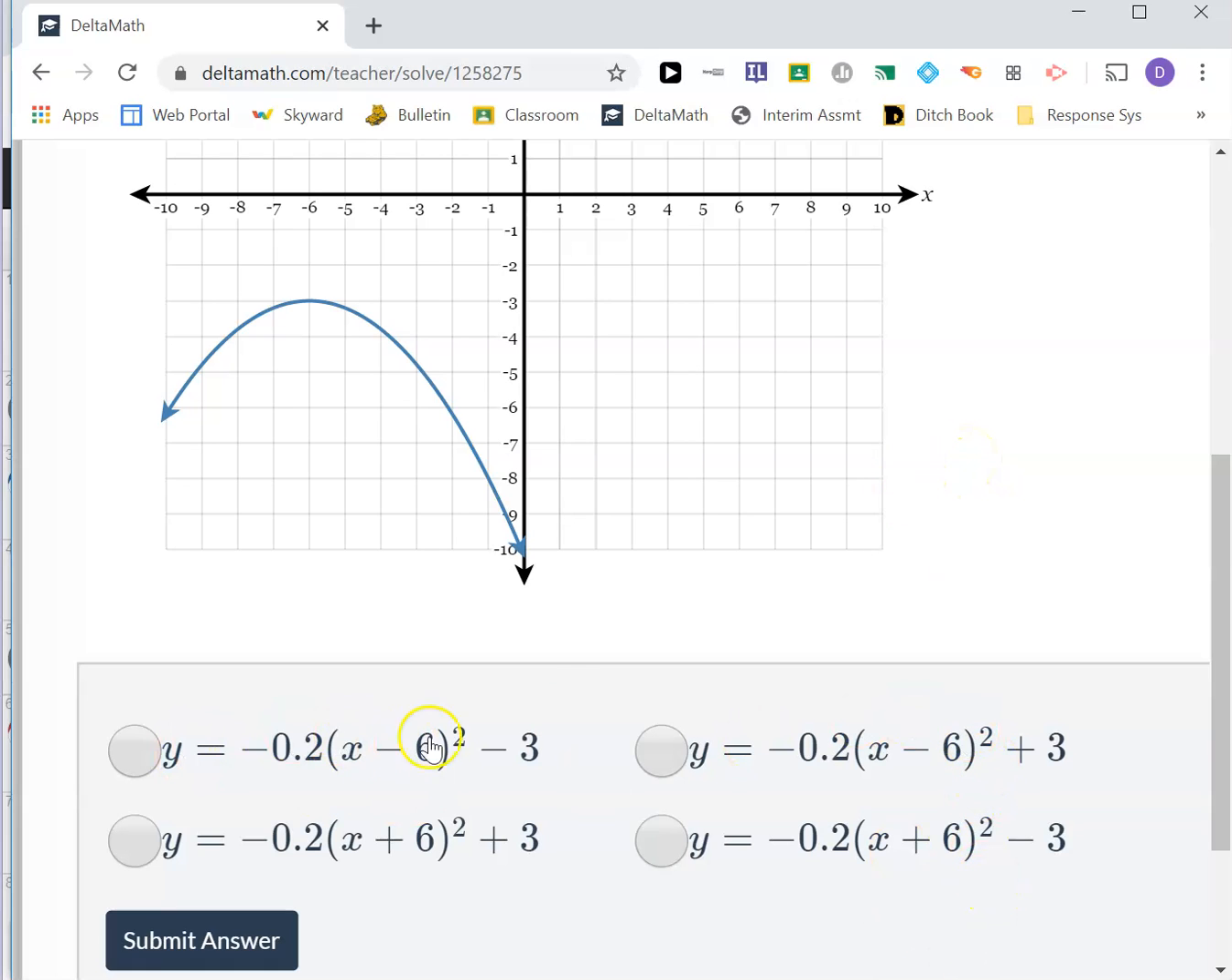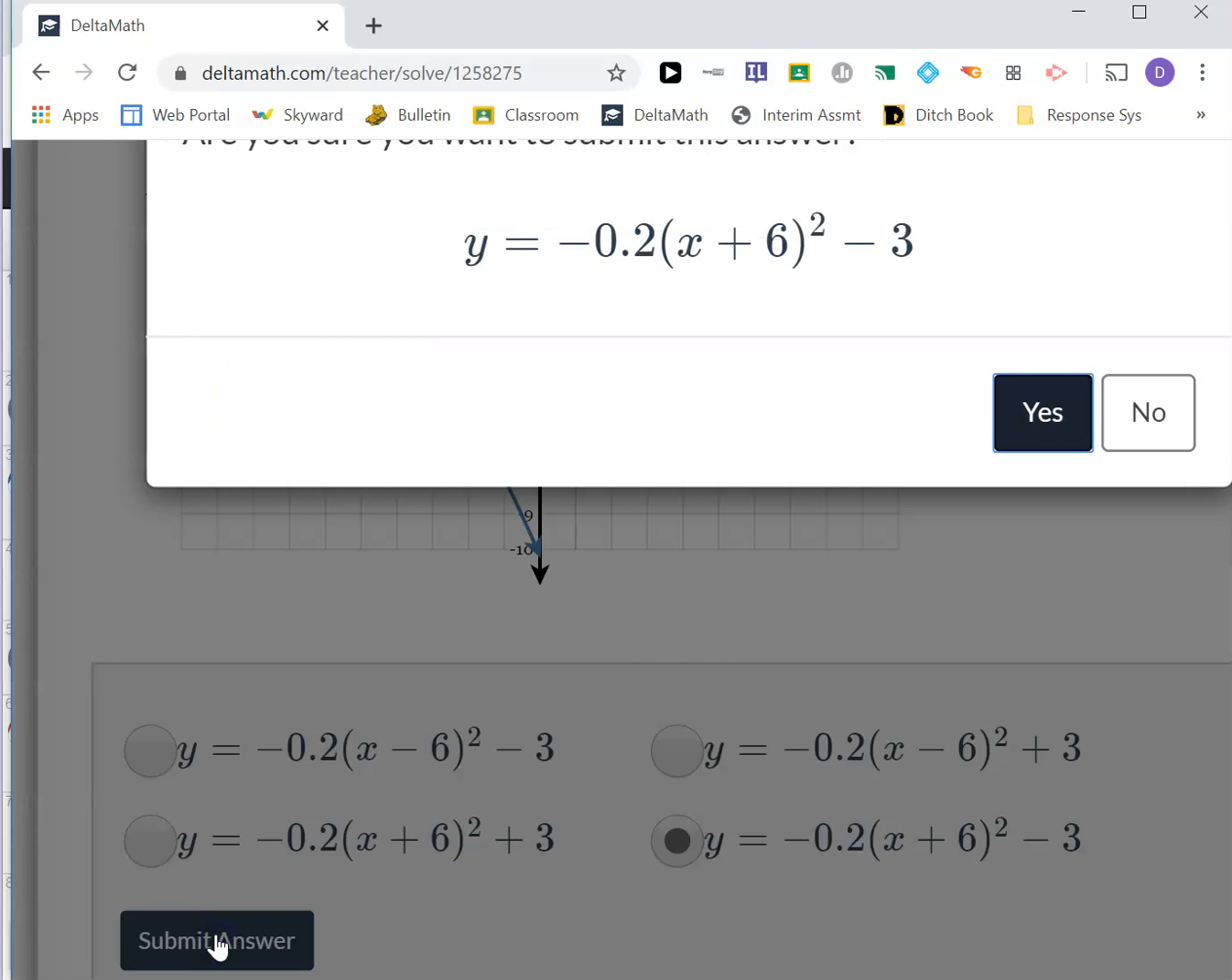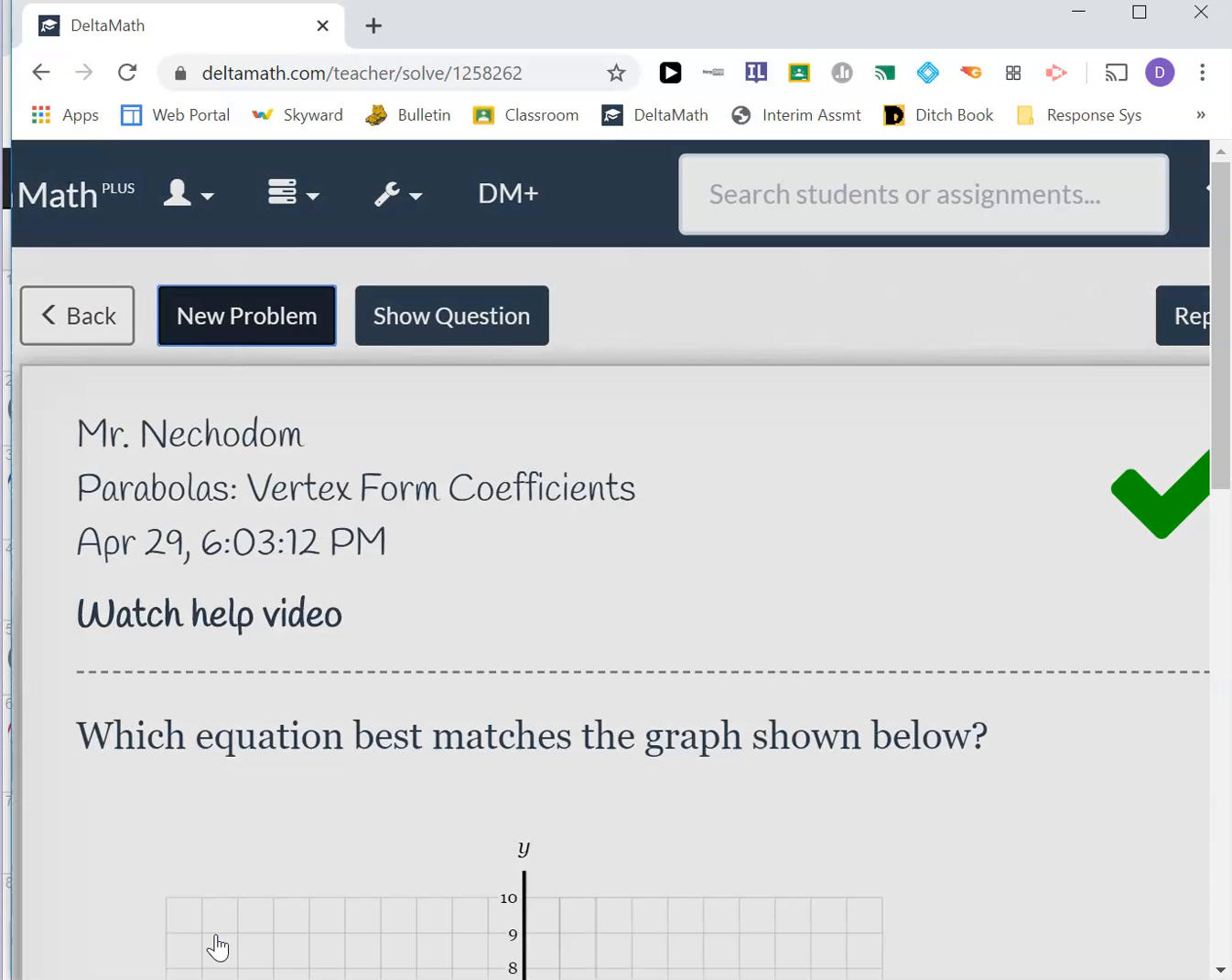Well, these two are shifted right 6, so it can't be those. Both of these are left 6, but this is the only left 6 that's also down 3. Okay, good.